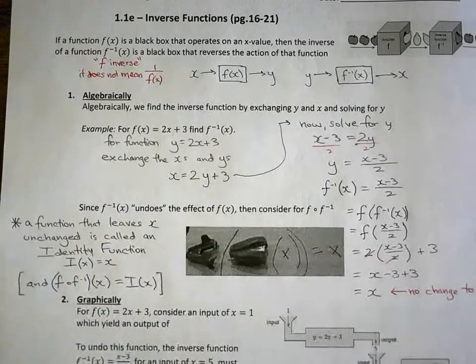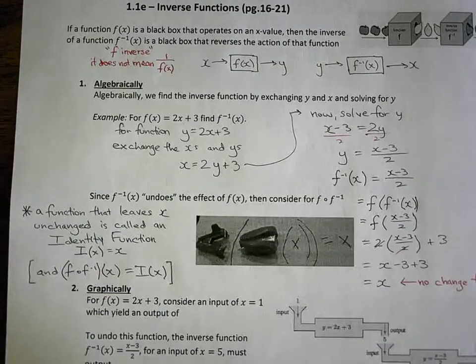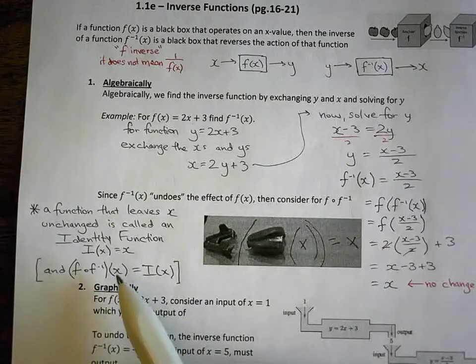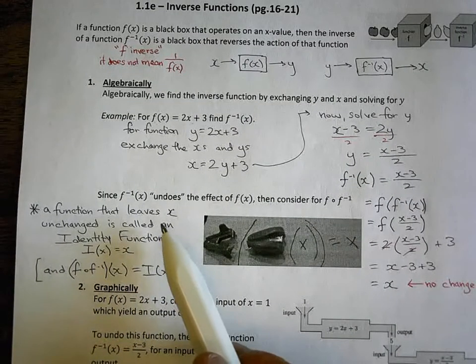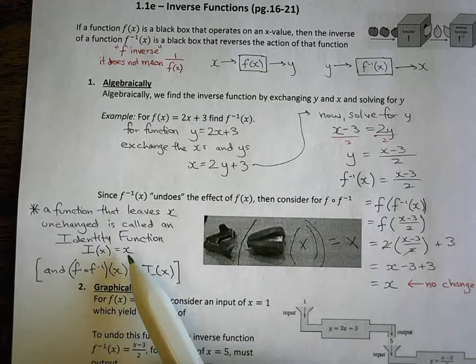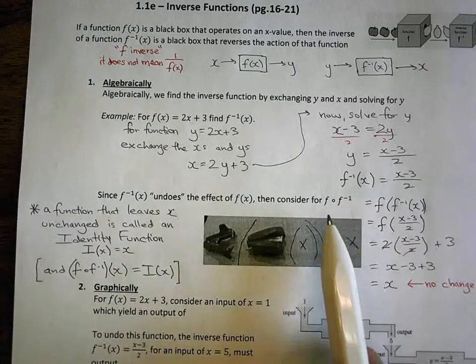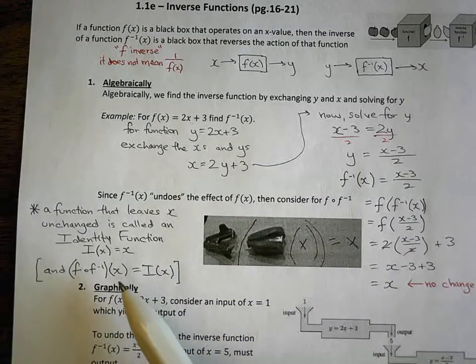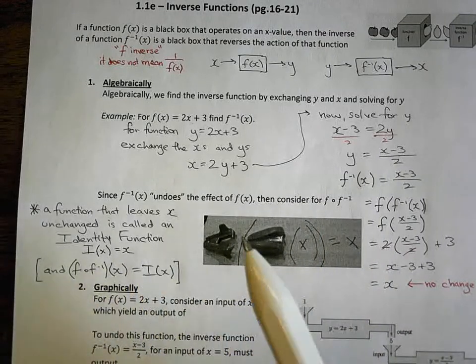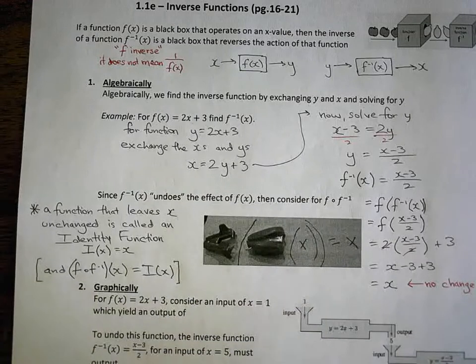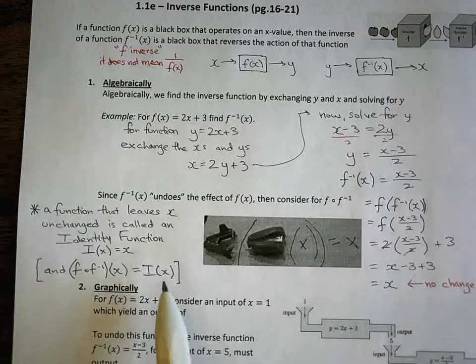I don't find this point comes up too much, but we're just going to make a note of it. An identity function is a function that doesn't change x. So x comes in and x comes out. So this composite function, f and its inverse, well, that is just an identity function. The identity function will come up in first year university when you're looking at matrices of many different systems of equations. You'll learn more about identity functions, but at least we've introduced the definition here.